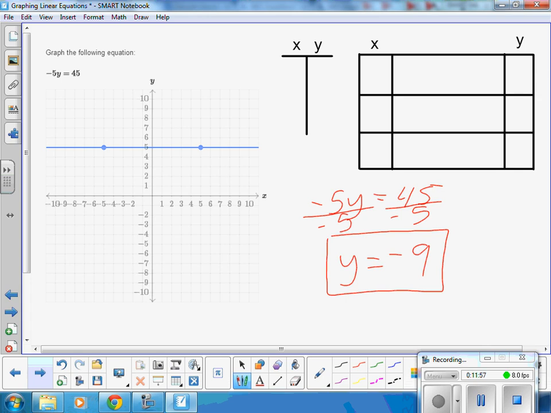Well, where is y -9? Y is -9 all along here. That is where y is -9. So you would move the dots so they're down on that line, anywhere on that line, and that would be the correct answer.